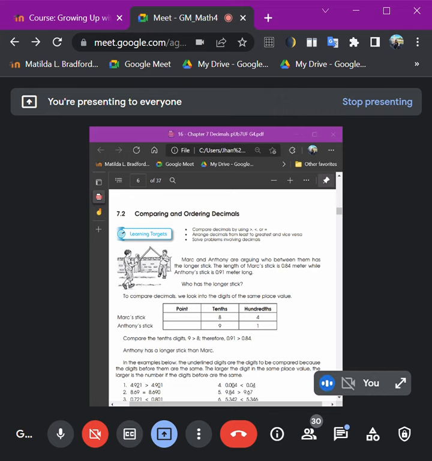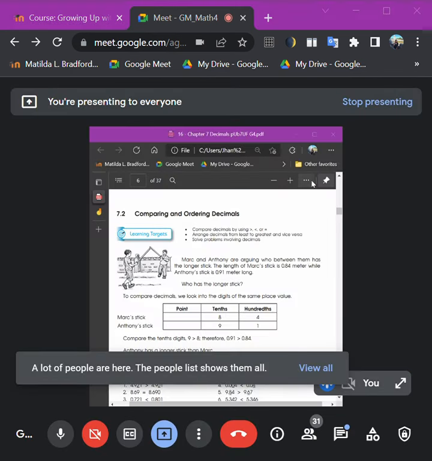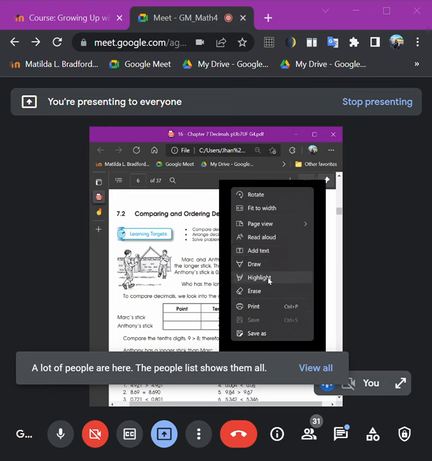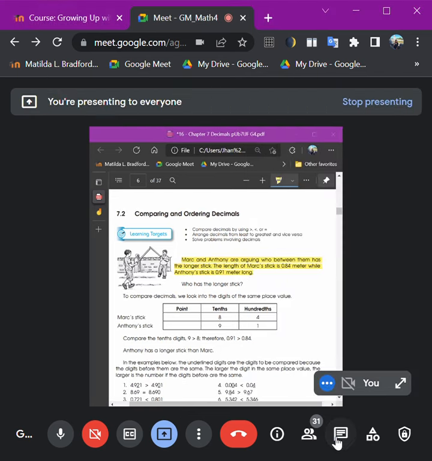So we have here comparing and ordering decimals. How do we compare and how are we going to arrange our decimals, teacher? So we're going to look first at our example here. Who wants to read our first problem here? Me, teacher. Okay, sure.